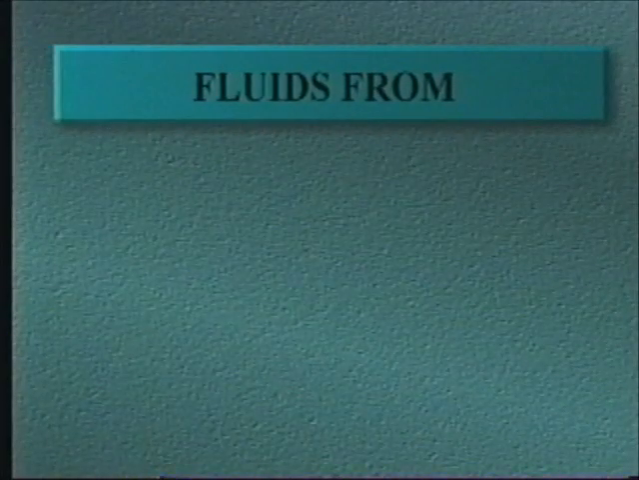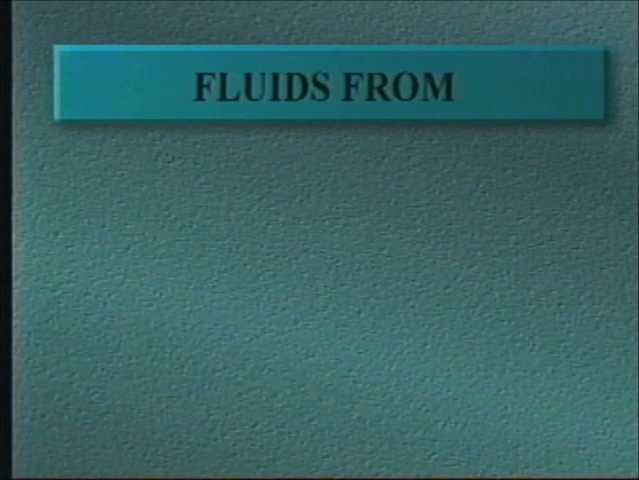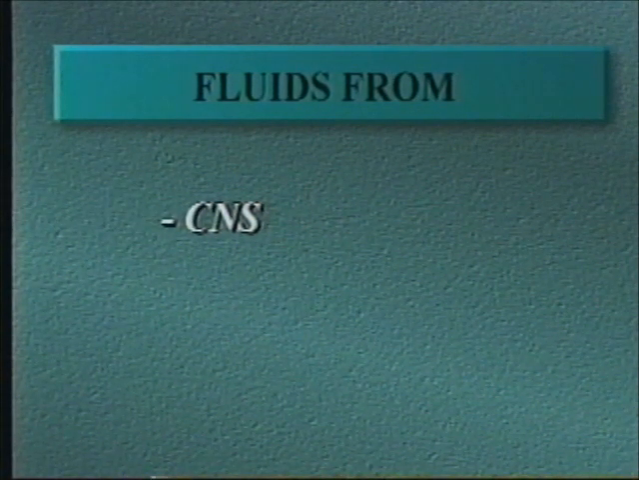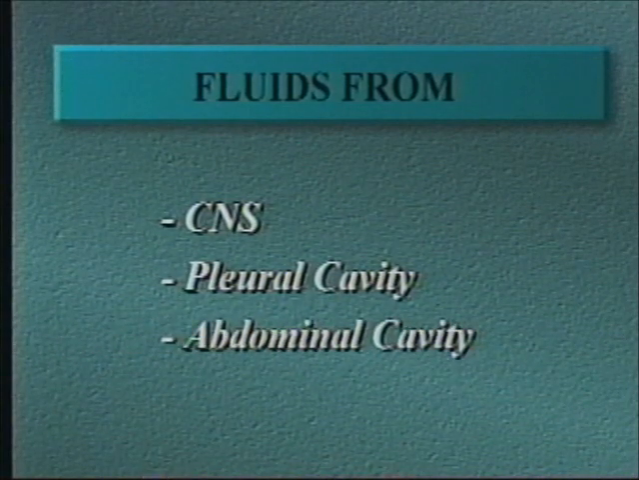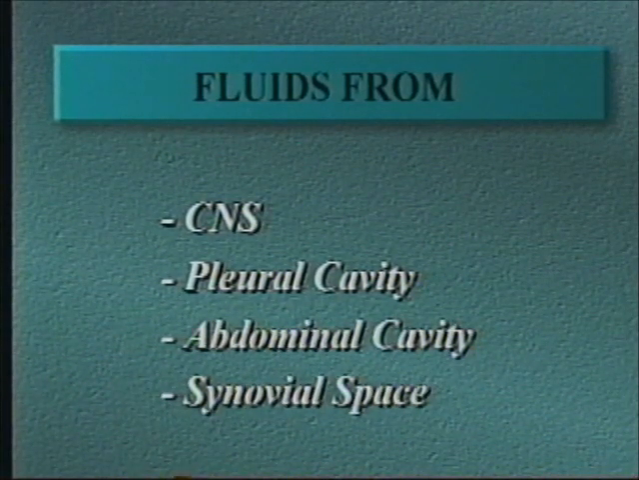The first section will be a quick review of the background information about the various body fluids analyzed in the hematology laboratory. The fluids which we will discuss are from the central nervous system, cerebral spinal fluid, the pleural and abdominal cavity, serous fluid, and the synovial space, synovial fluid.